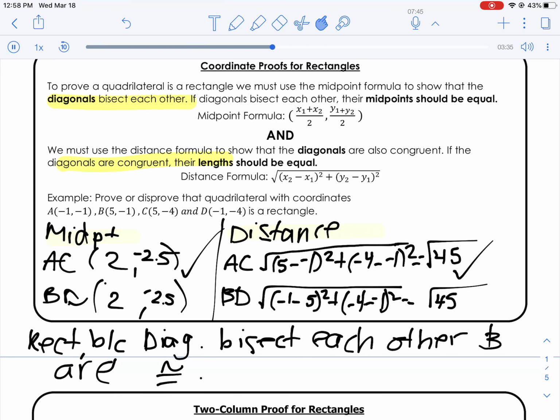Now, if you do midpoint and it doesn't have the same midpoint, then you don't need to do step 2, distance, because they don't even bisect each other. So it's not even a rectangle from step 1. If they have the same midpoint, you move on to distance. But if they don't have the same distance, then you would say it's not a rectangle because the diagonals are not congruent. But since they did have the same midpoint, that tells us it's definitely a parallelogram, just not a rectangle specifically. So again, these are the two steps, midpoint and then distance.